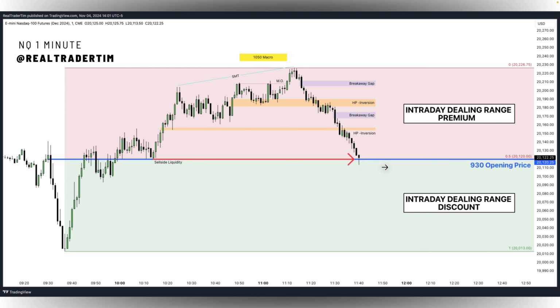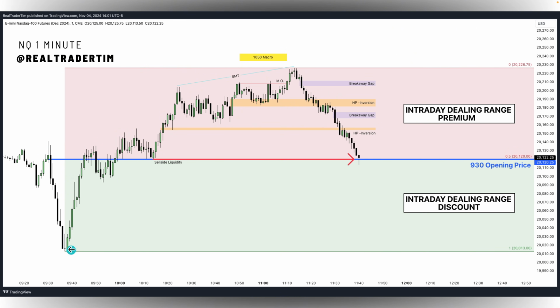Okay? And I mentioned, why was this sell-side liquidity pool a high probability target? You can see that I've ran the dealing range for the intraday session. So if you utilize the intraday dealing range, it's going to do you a lot of good with targeting and with narrative, with your expectations, with everything, just to get that dynamic dealing range as the intraday session is playing out. So you can see here, this blue line, that is 930 open.